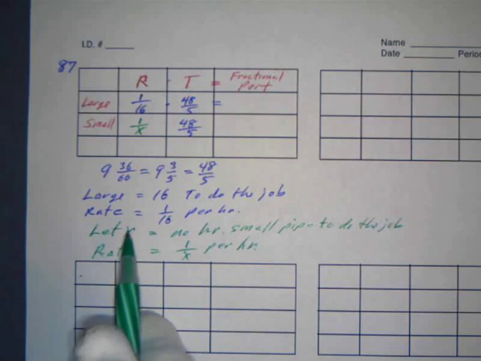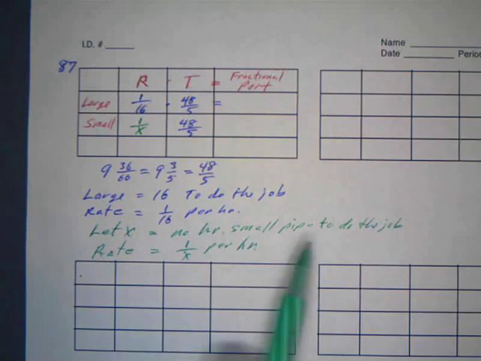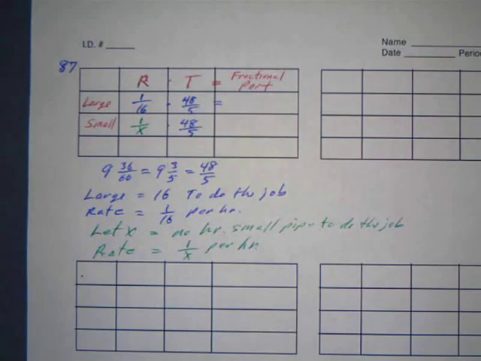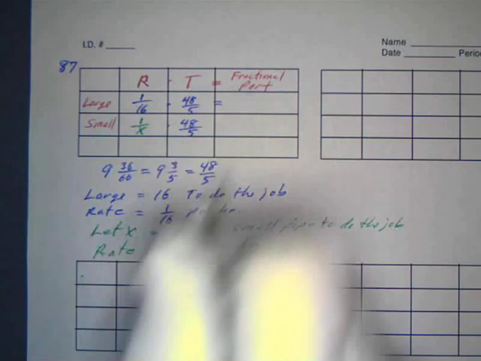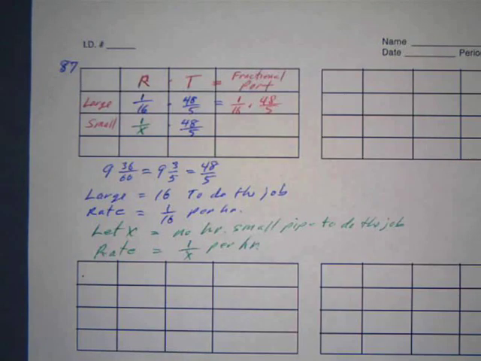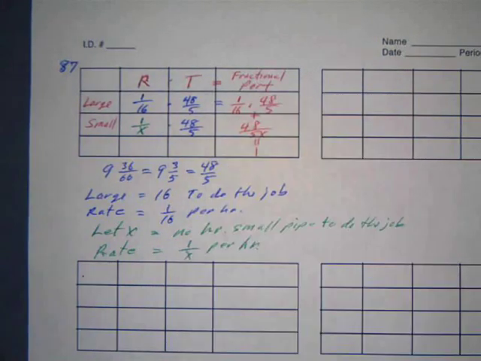How long does it take the small pipe to fill the vat all by itself? So its rate is going to be 1 over X, because it takes X hours to do the whole job. And we know these multiply across, so the fractional part, that's going to give me my equation. So if I multiply these across, I've got 1/16 times 48 over 5, and that's the fractional part that's going to be done. And this is going to be 48 over 5x. And those are going to add up to be one whole job.